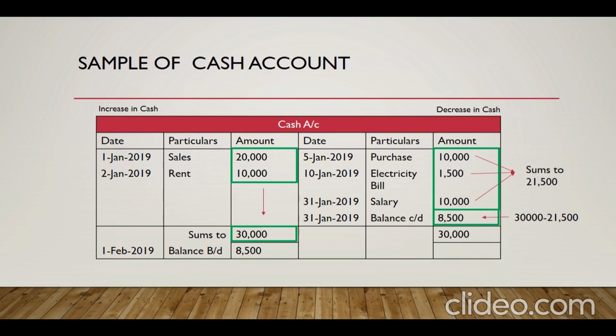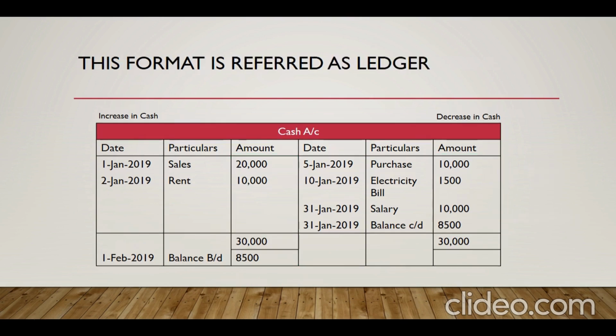So in the following month, that is the month of February, you need to pass the remaining balance as the opening balance. So on 1st of February, I can see that I am left with cash balance of rupees 8,500. And in accounting world, this format is referred as ledger. And by convention, the left side of the ledger is called debit side of the ledger, and the right side of the ledger is called credit side of the ledger.